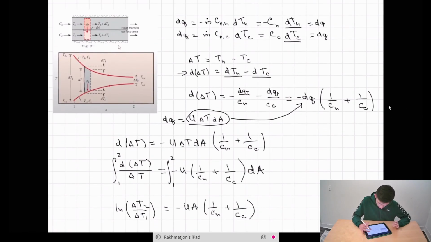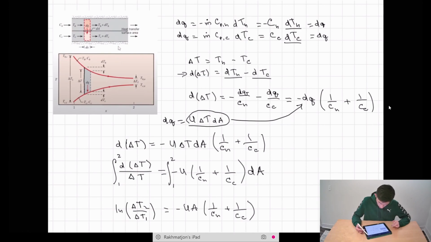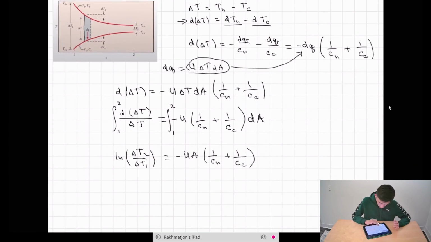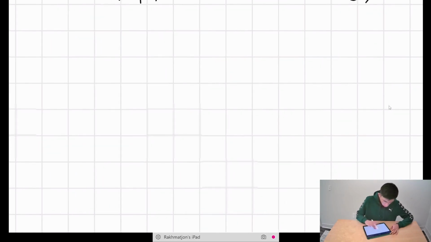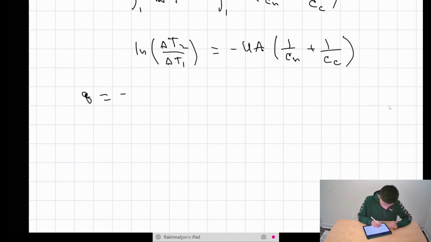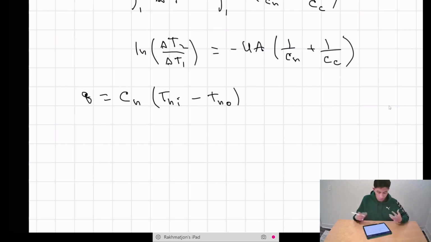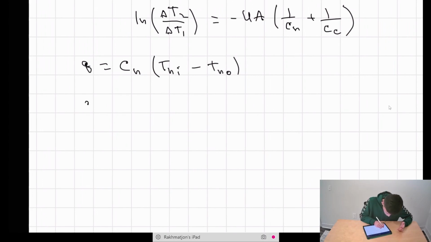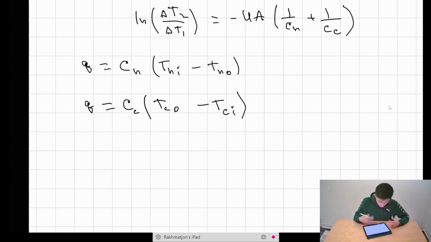Okay, now what we can do is look at Ch and Cc. We know that our heat transfer rate is equal to Ch times the temperature of the hot stream at the inlet minus the temperature of the hot stream at the outlet, because the inlet temperature is going to be greater, right? And for the cold one, it's Cc times the temperature of the cold stream at the outlet minus the temperature of the cold stream at the inlet, because it's going to have an increase in temperature.